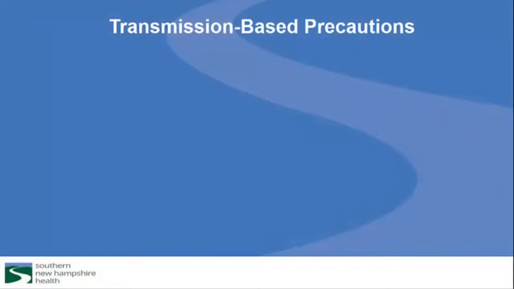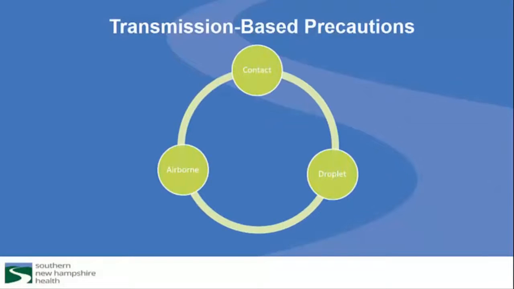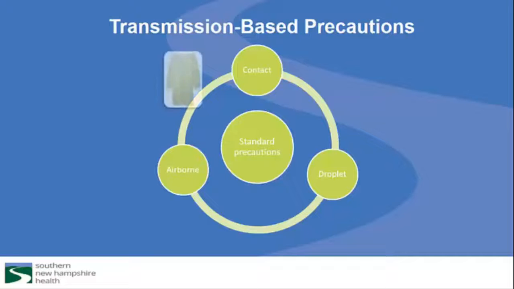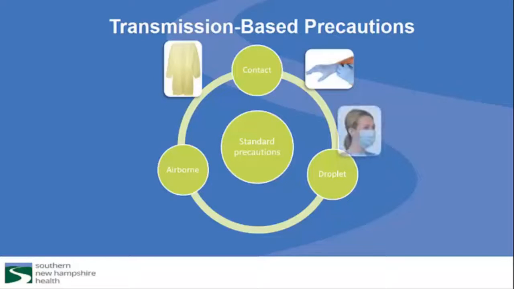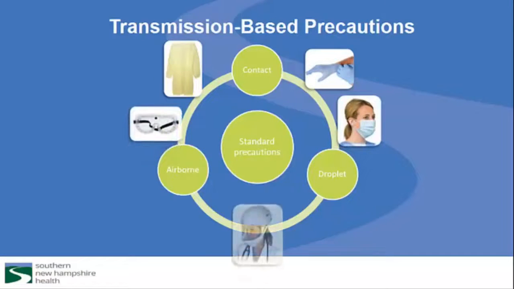Transmission-based precautions, otherwise known as contact, droplet, or airborne precautions, are infection control measures used in situations where standard precautions alone will not prevent the spread of infectious agents. In these situations, the protection of healthcare personnel from exposures requires the use of personal protective equipment, or PPE. PPE acts as a barrier to prevent or limit contamination of skin, mucous membranes, and clothing. This includes the use of gown, gloves, mask, eye, and respiratory protection.